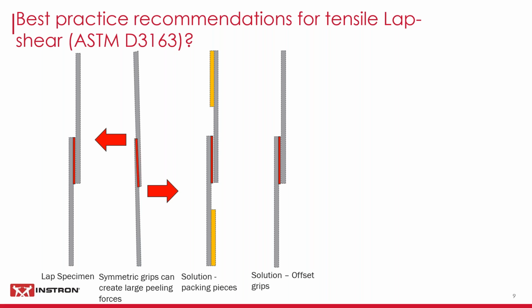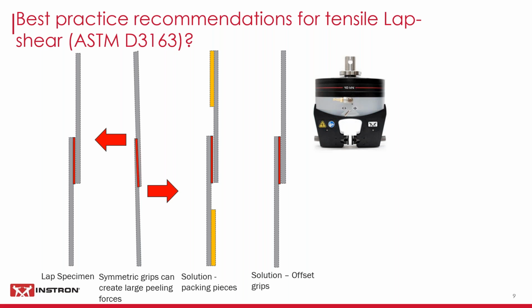The other solution is to actually offset the grips, and we can do that with several of our different grip types. We have pneumatic grips up to 10 kilonewtons in capacity with adjustable jaw face positions. So those jaw faces can be offset to do this. We also have manual mechanical grips, again with independent adjustment of the jaw faces on either side of the grip. So you can do the offset.